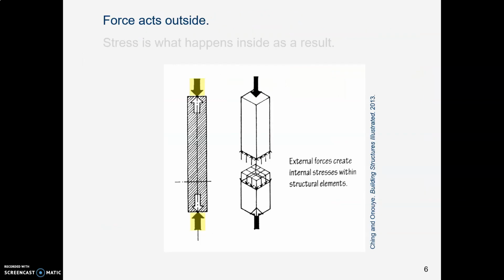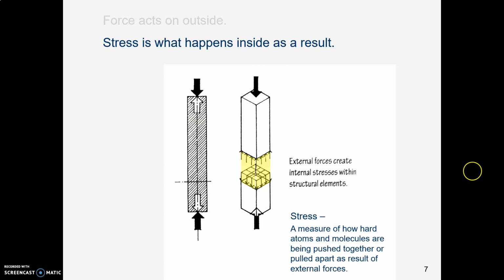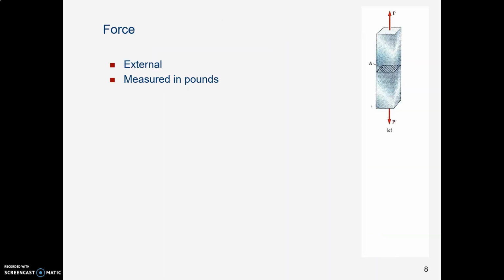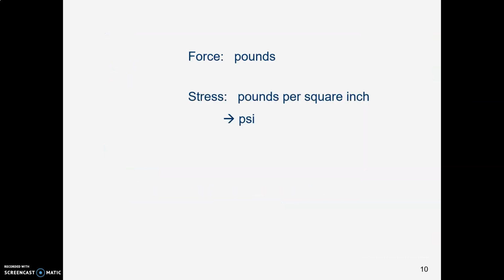Force acts on the outside of a thing. It's a push or a pull. And stress is what happens inside as a result of that force, and that's what we're going to talk about this term. You can think of it as a measure of intensity, or how hard those atoms are getting pushed together or pulled apart. So force is external. It's measured in pounds if we're using the US system. Stress is internal. It's measured in pounds per square inch, PSI.